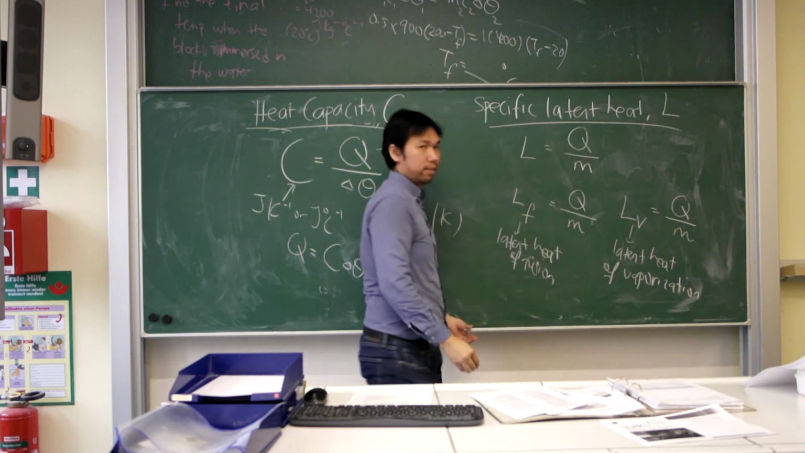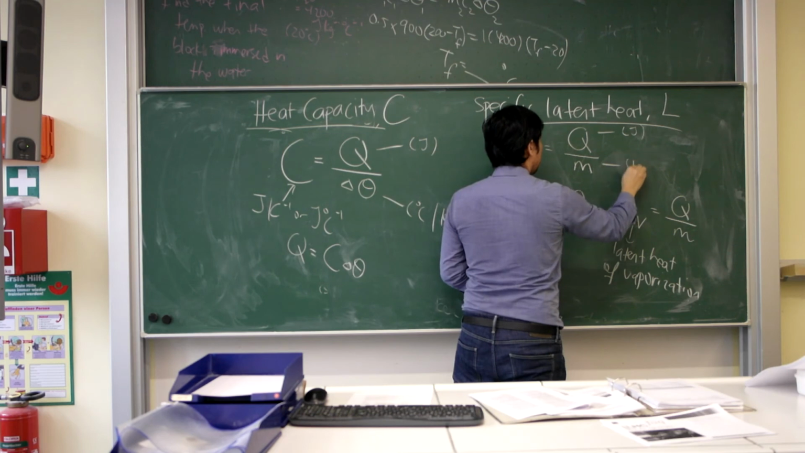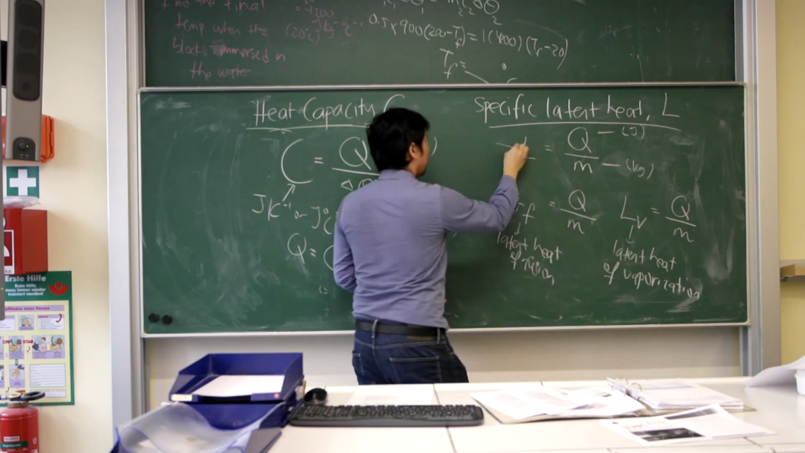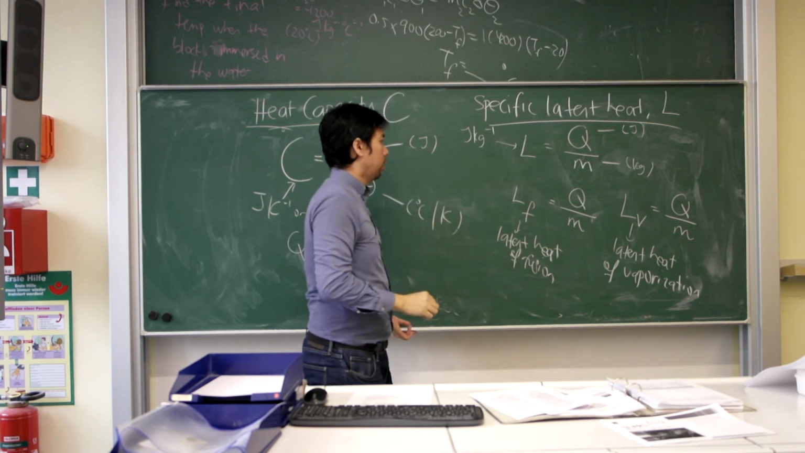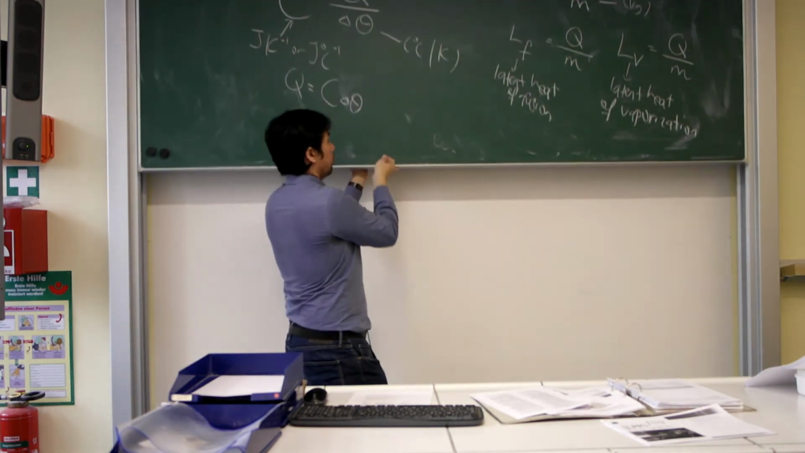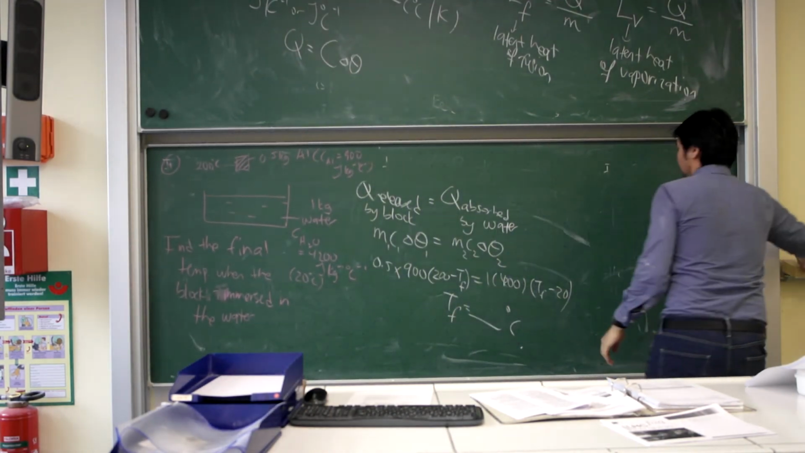Is it okay? Okay, what's the unit? Again, this is joule and this is kg. So therefore the unit will be joule per kg. I just want to explain a few more things. Okay, let me show you a graph.